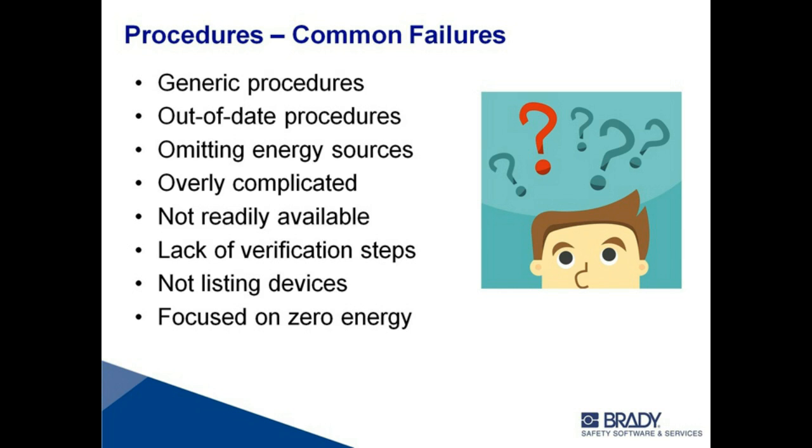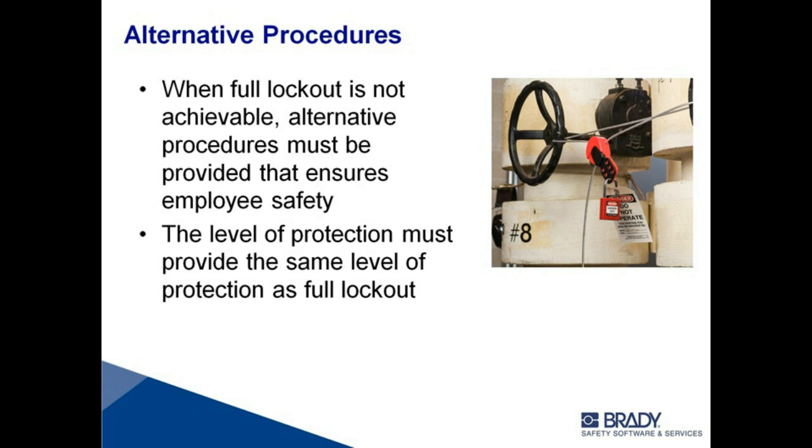So alternative procedures. We're going to start talking about these a bit. When full lockout's not achievable, alternative procedures must be provided that ensure employee safety, and the level of protection must provide the same level of protection as full lockout. Again, I reviewed many programs out in the industry, and while there is a big gap with the lockout procedure, the zero energy state procedures, I've seen a much bigger gap with the alternative method procedures. It's very common for companies to just accept certain activities as minor servicing without going through the correct process, and to validate, to ensure that they have the right safety measures in place to protect those employees. Without doing that, they can unknowingly put employees at risk.